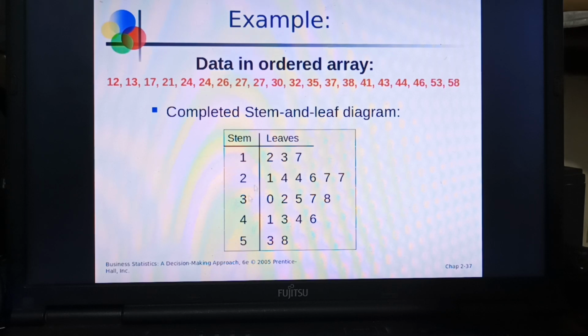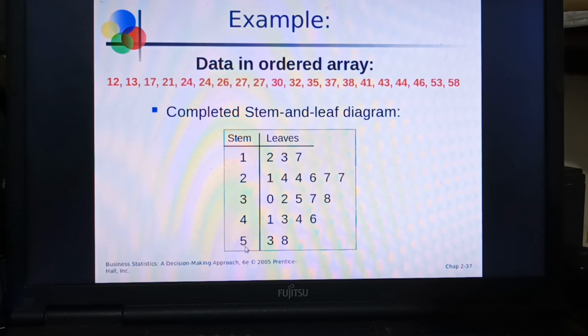For the 30s, the leaf for 30 is 0. For 32, the leaf is 2, because that's already 30. And for 35, the leaf is 5. For 37, the leaf is 7. For 38, the leaf is 8. For the 40s, here 41, the leaf is 1. 43, the leaf is 3. 44, the leaf is 4. 46, the leaf is 6.